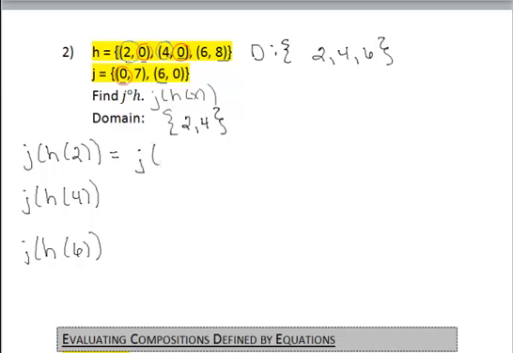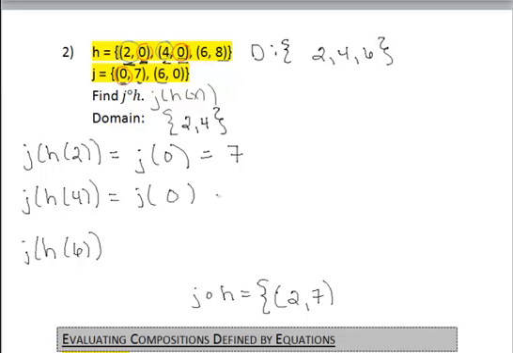So what is h of 2? H of 2 is 0. And what is j of 0? 7. So for this, if you're finding j of h, you put in a 2, and you got out a 7. Then you find h of 4. H of 4 is 0. And j of 0 is 7. So you put in a 4, you get out a 7. If you already knew that's all that's in your domain, you just stop there. But if you didn't know, keep going.